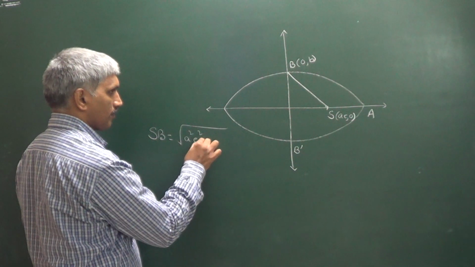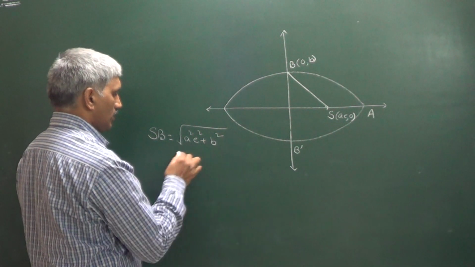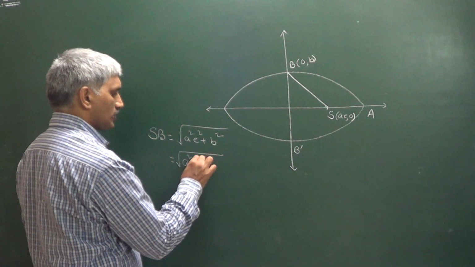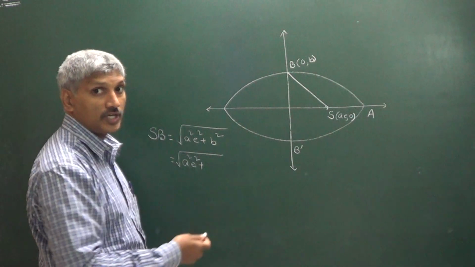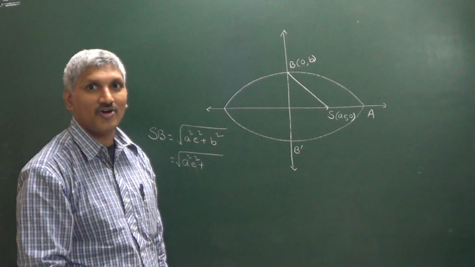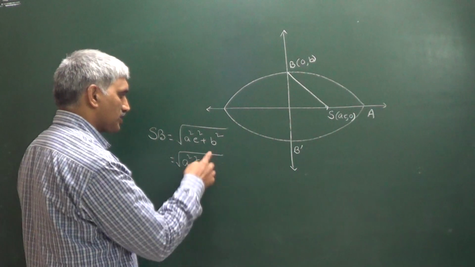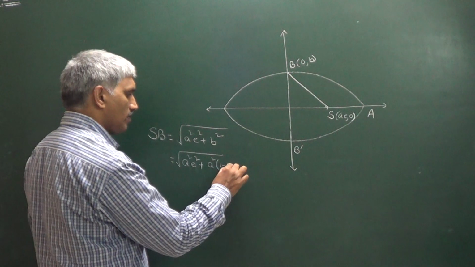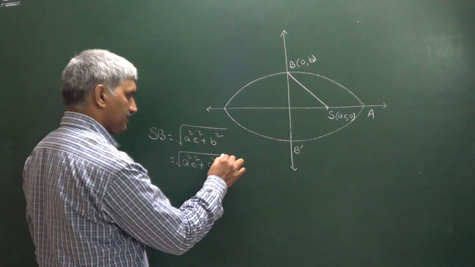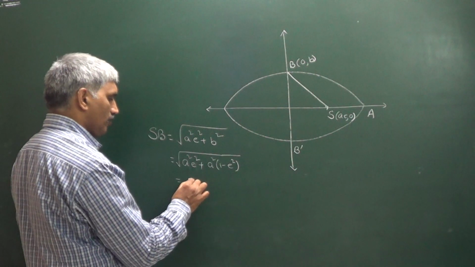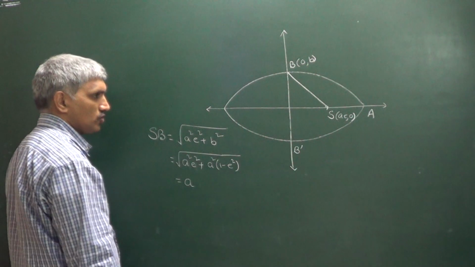square plus b square. Now we can write this as the square root of a square e square plus b square, because this is the first case of an ellipse. When a is greater than b, it has more stretch along the x axis. That's why the condition is b square is equal to a square into (1 minus e square). So a square e square, a square e square cancel. We are getting SB is equal to a.